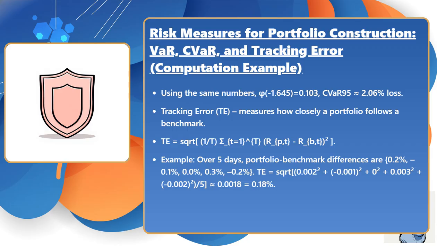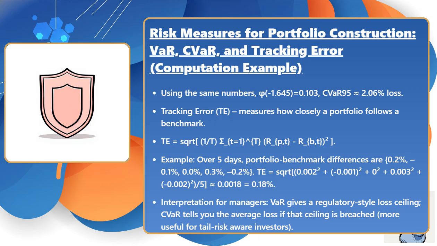TE equals square root of open bracket open parenthesis 0.002 squared plus open parenthesis negative 0.001 close parenthesis squared plus 0 squared plus 0.003 squared plus open parenthesis negative 0.002 close parenthesis squared divided by 5 close bracket, approximately 0.0018 equals 0.18%.